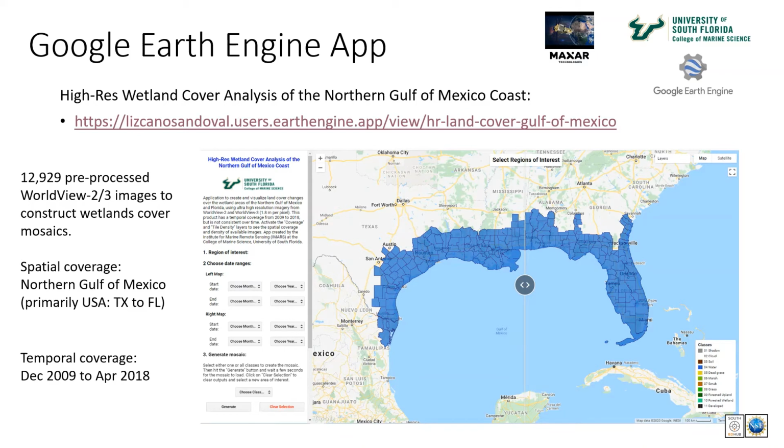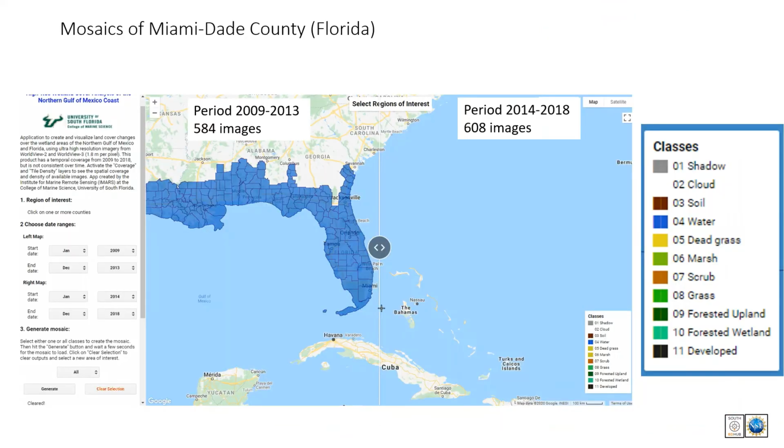The application in Google Earth Engine is found at this web link. This web link offers the processed 13,000 images for the Gulf of Mexico region along the southern US for the period 2009 to 2018. I'm going to show you an example of how this works.